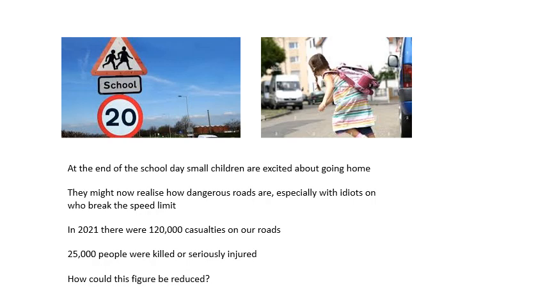Finished with this slide here. At the end of the school day, small children just want to go home, have a snack, watch CBeebies or whatever. They don't realize how dangerous the roads are. And especially there's idiots on the road who break the speed limit. A few statistics there. In 2021, 120,000 casualties, 25,000 people were killed on the roads. How could you reduce that figure? There's one obvious way, isn't there? So obvious, I'm not even going to say what it is.